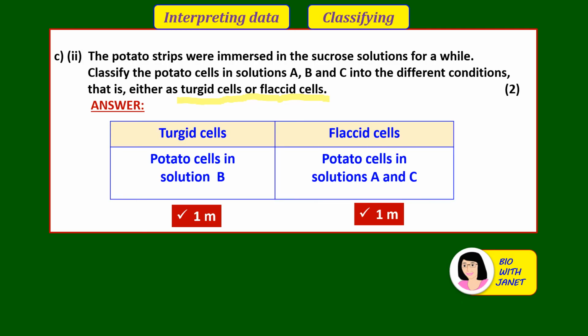All right, let's look at the answer. So turgid cells are the cells in solution B. Why? Because it has gained mass, it has gained water, so the cells will be full of water, and then they'll become turgid or firm, and full of water. The flaccid cells are the potato cells in solutions A and C, which have lost water to the surroundings, right? So the mass has decreased, so the cells become flaccid, right? So 1 mark for each.